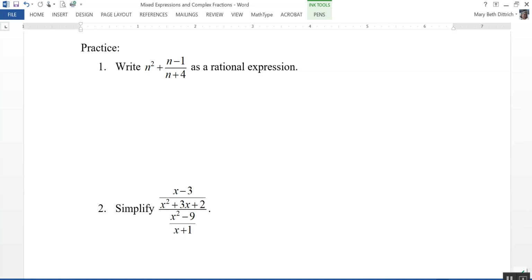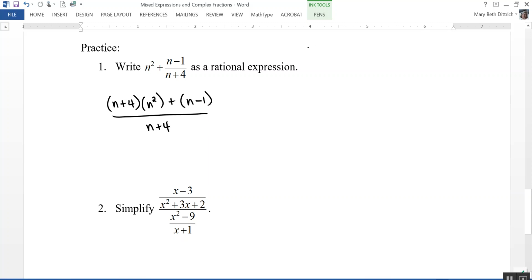Okay, let's take a look at this first one. We need to write the mixed expression, n squared plus n minus 1 over n plus 4, as a rational expression. So I'm going to take my denominator and multiply it by my numerator. Or I'm sorry, not by my denominator times the whole number part, times the monomial, and then add to that the numerator, and that's over the whole denominator.